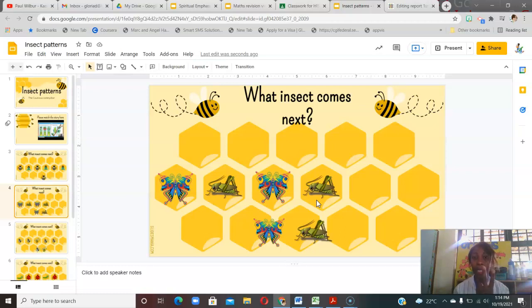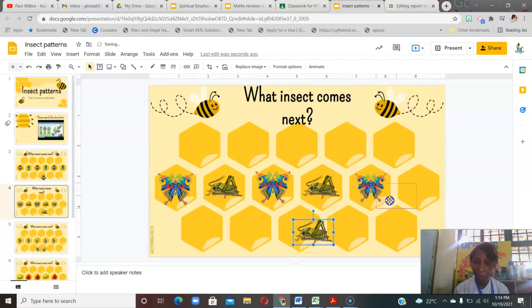There are two elements in this pattern, A, B, A, B, butterfly, grasshopper, butterfly, grasshopper. What comes next? Butterfly. And after the butterfly is a grasshopper. That's how we'll complete that pattern. Very good. Let's go to the next slide.